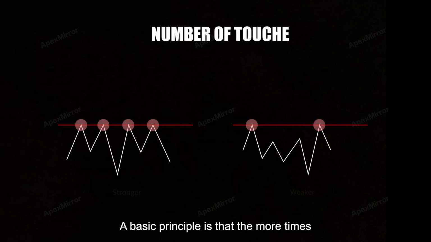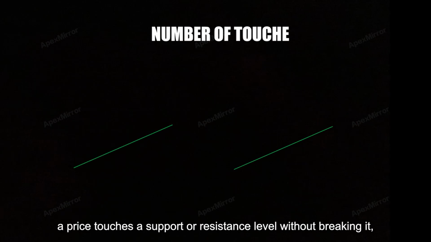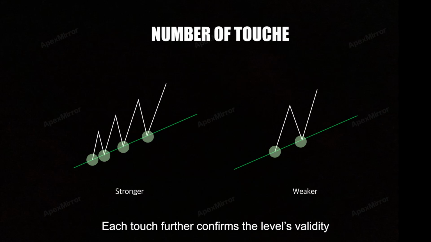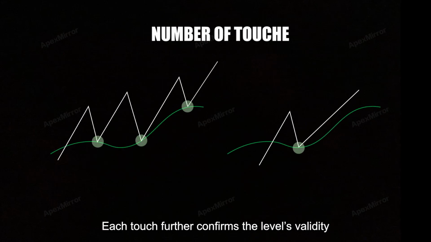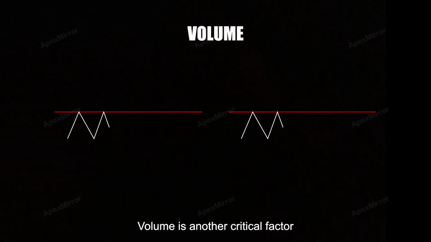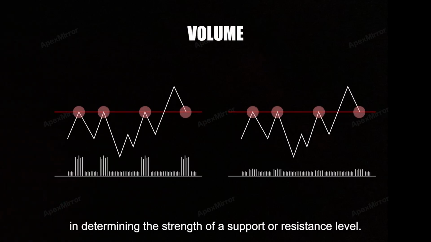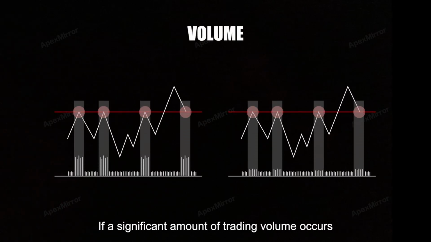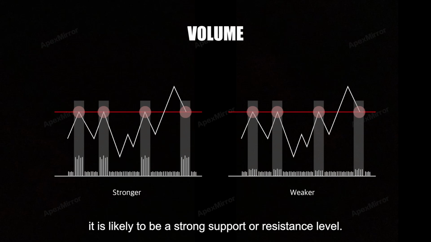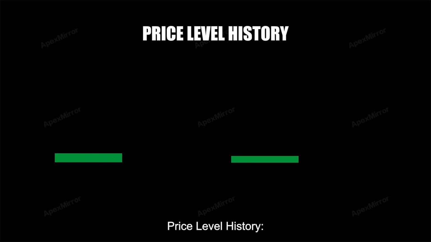Number of touches. A basic principle is that the more times a price touches a support or resistance level without breaking it, the stronger that level is considered. Each touch further confirms the level's validity and increases its significance. Volume. Volume is another critical factor in determining the strength of a support or resistance level. If a significant amount of trading volume occurs at a particular price level, it is likely to be a strong support or resistance level.